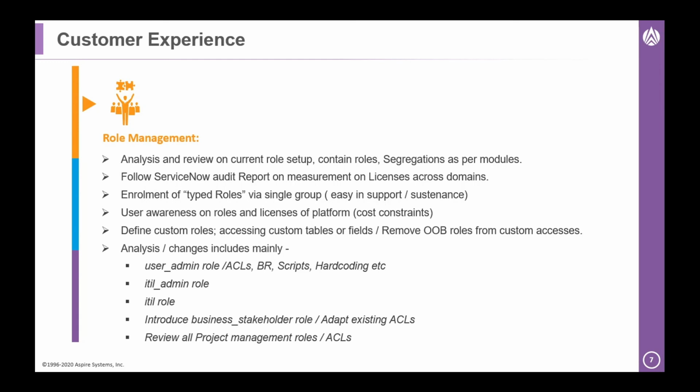We can also have analysis and changes in our existing system to understand how these roles are being governed, who the users occupying those roles are, and whether they are in the best need of it. Mainly, we have the ITIL admin role, user admin role, and ITIL role. As I covered, there is also the business stakeholder role and the approvers, which we should always keep in mind while defining the workflows. If the workflows account for any approval, we should be conscious while defining those approval roles.